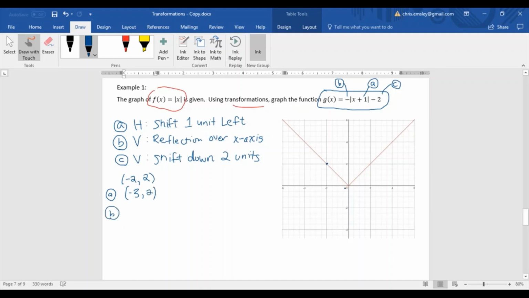And then my next step is a vertical reflection over the x-axis. So that means instead of being positive 2 for the y-coordinate, it's going to become a negative 2. That's what it would look like if it reflected over the x-axis. And then the last step is I'm going to take that point and shift it down 2 more units. So that means instead of negative 3, negative 2, it's going to scoot down and be negative 3, negative 4.